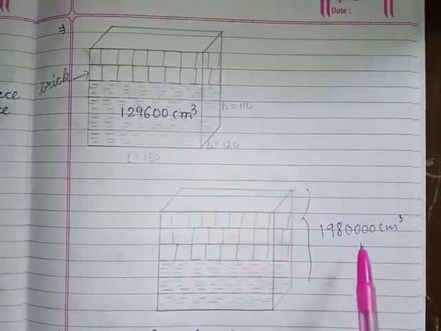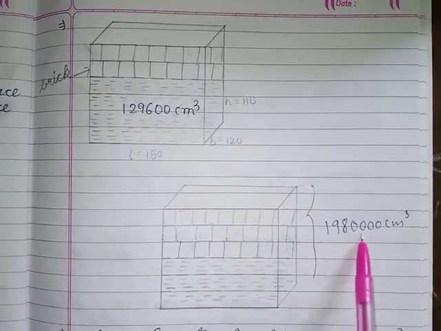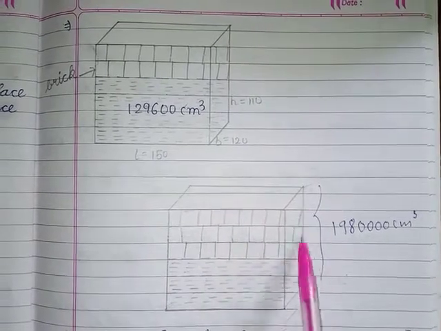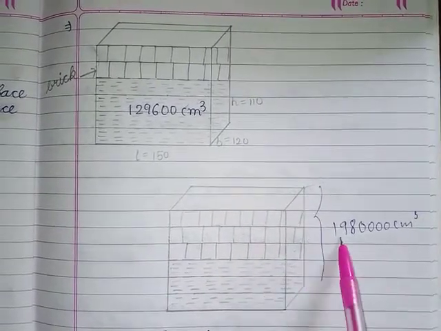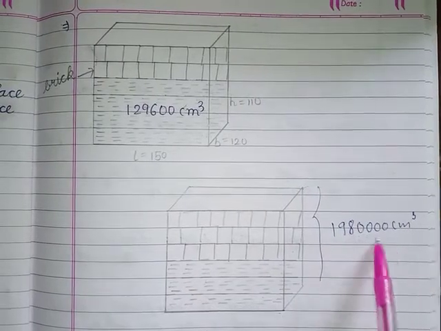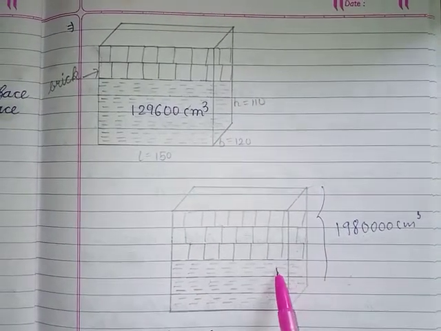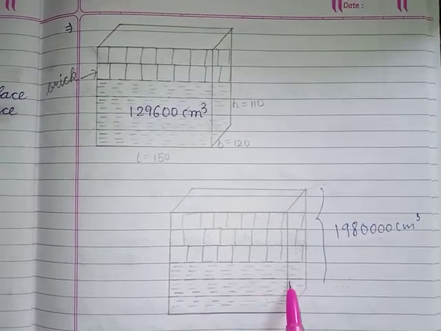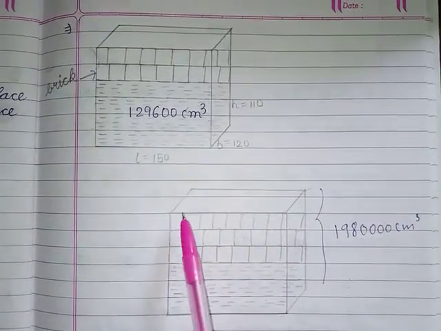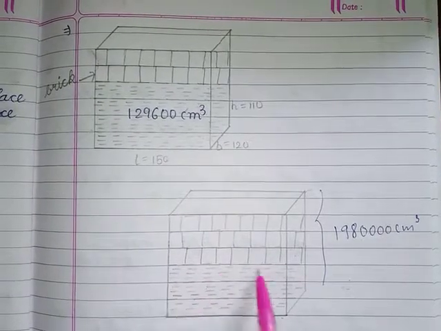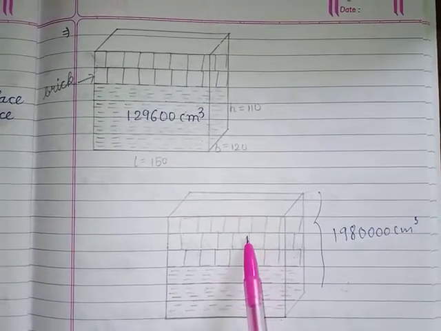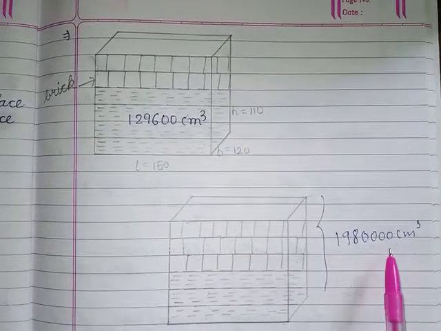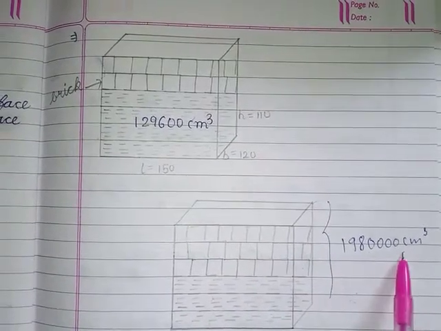In this case, this is very much important to understand. When this is full, how much water can be filled in this tank, we know that: L into B into H, this much water can be occupied. Now what is the actual position? The actual position is the volume of water left. If this much water was there, but we put bricks, so the volume of the water left plus n number of bricks will be equal to this. From there we will get the number of bricks.